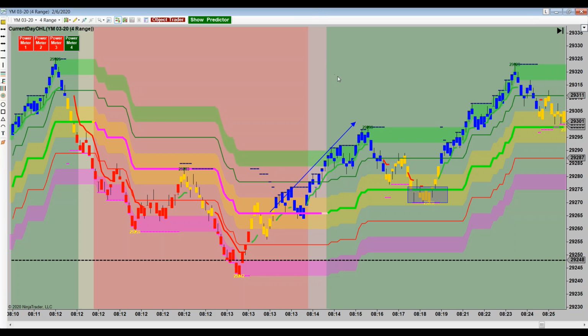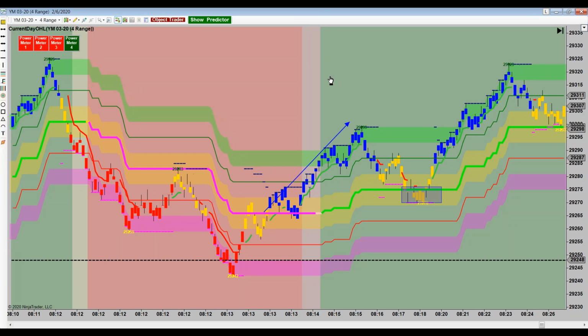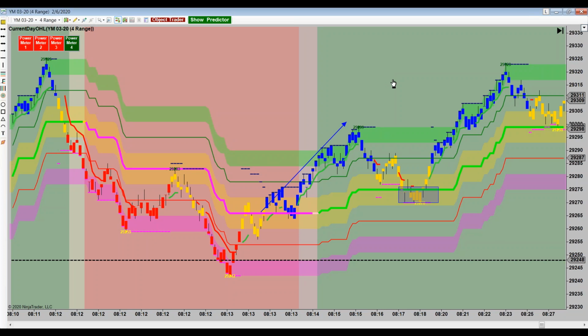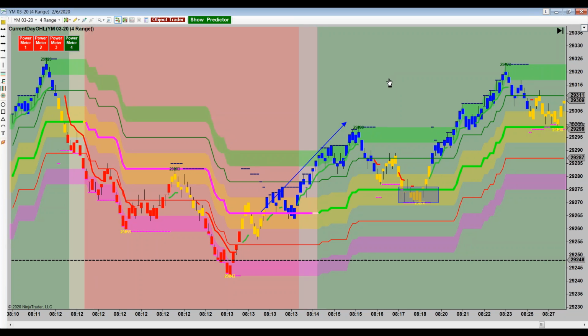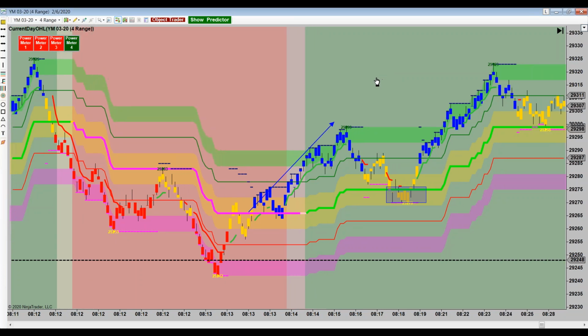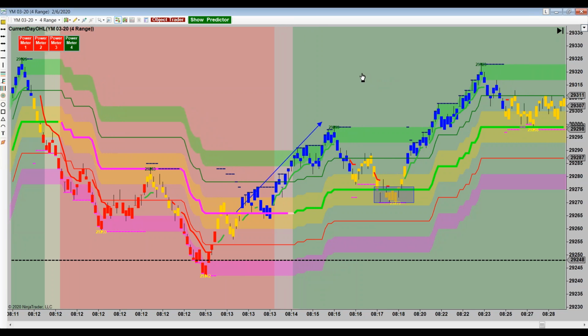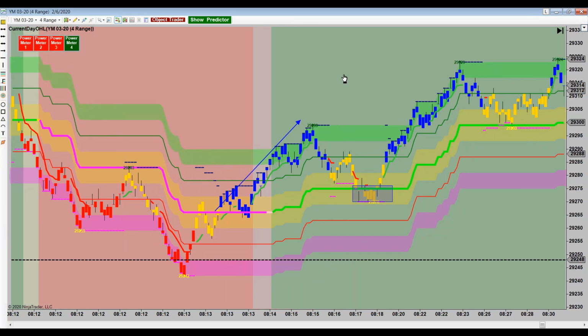Okay, 825. Coming up on 826. 826. Coming up on 827. Looking for longs. Where's the entry? Where's the long entry? L. L is the letter you put in. Let's do that again. 826, 827, 828, 829, 830.